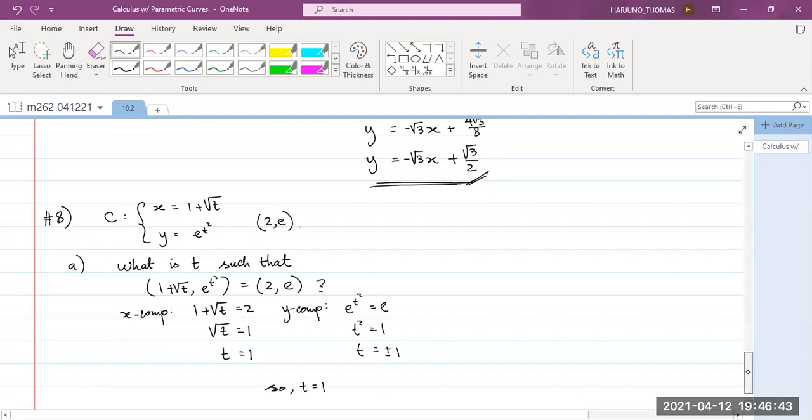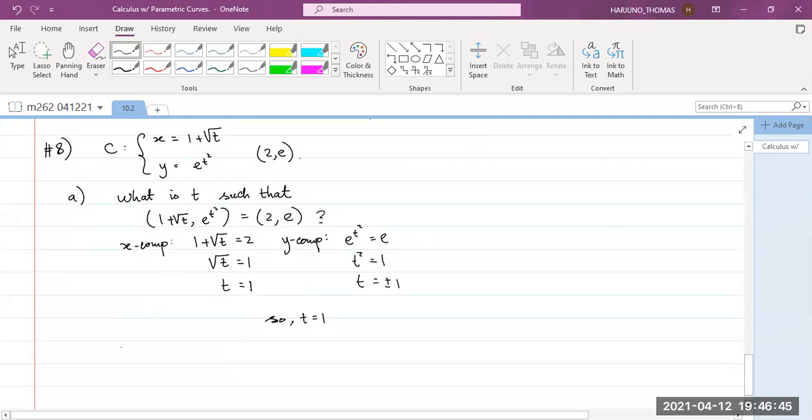Now then, we do the derivative. dx/dt equals 1 over 2 radical t, such that dx/dt at t equals 1 is 1 over 2 radical 1, that's 1/2.